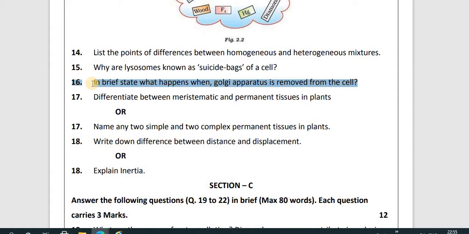To attain this answer, we must know the function of the Golgi apparatus. Then we can write down its importance. If the Golgi apparatus is not there in the cell, then what happens? Those things we have to write down. Let's see the answer.